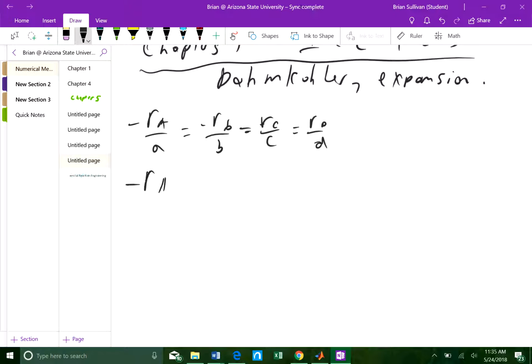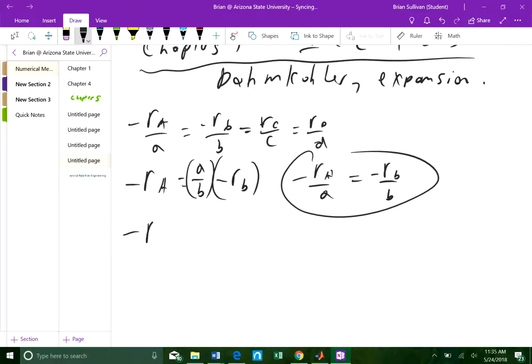So we look at negative rA, and I want to say, how is that related to the disappearance of B? Well, it's related through the stoichiometric coefficients of a over b, right? So if you divide a to the other side, you end up getting this.